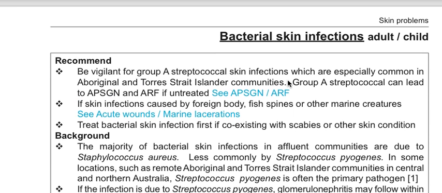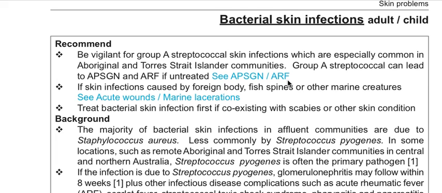We're going to talk about the skin infection or skin area of the PCCM, starting with bacterial skin infections in adult or child. Be vigilant for Group A strep, which is particularly common in the Northern Territory or Aboriginal and Torres Strait Islander communities. Group A strep can lead to post-strep glomerulonephritis or acute rheumatic fever if left untreated. If skin infections are caused by foreign body, fish spines or marine creatures, see a different section.